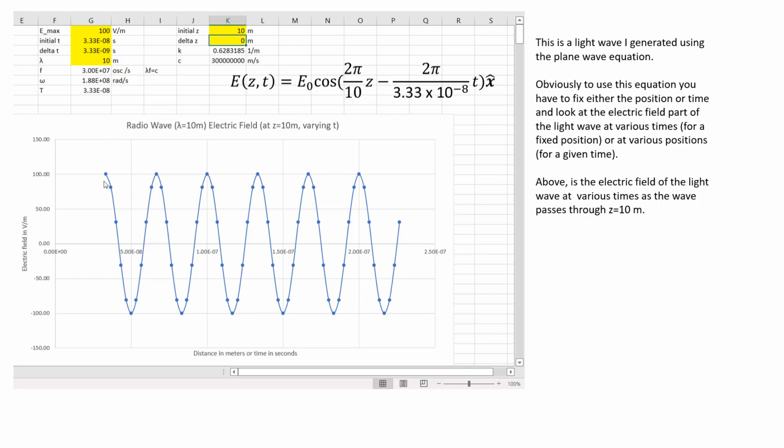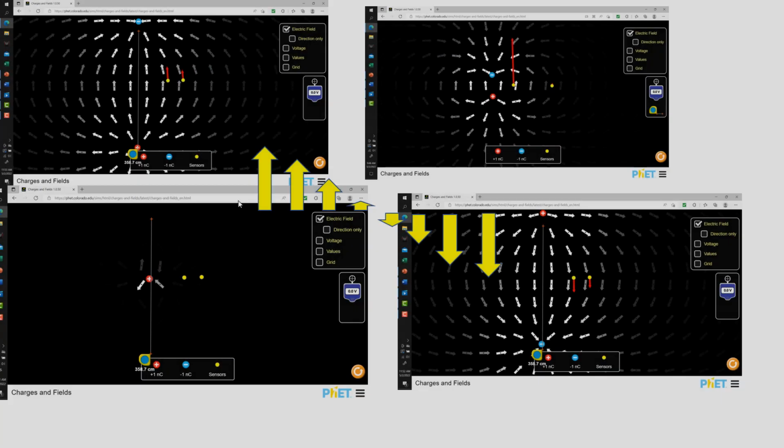Well, that's where it's at its maximum. Again, that's 1 period later, right? It's at its maximum again. Okay, and then we're just going to follow this thing over 5 periods or so. So that Excel graph is basically what we're looking at here, oscillating at a particular location as a function of time.